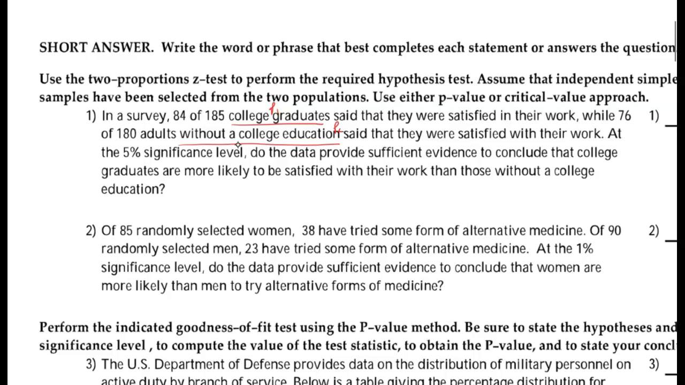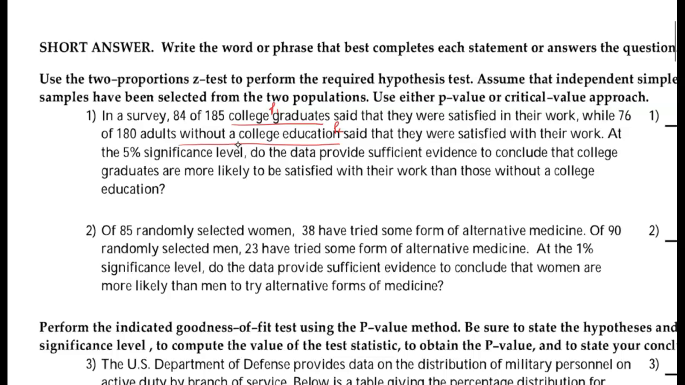Whenever you're dealing with two populations, you need to define which population is which, because that's going to tell me how you set up your hypothesis. Please make sure you do that. Have two of them. Tell me which one you're calling number 1. Tell me which one you're calling number 2. Okay? Now let's read the question.